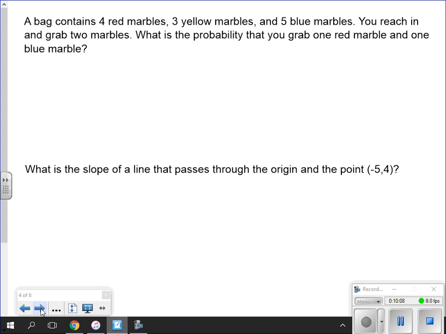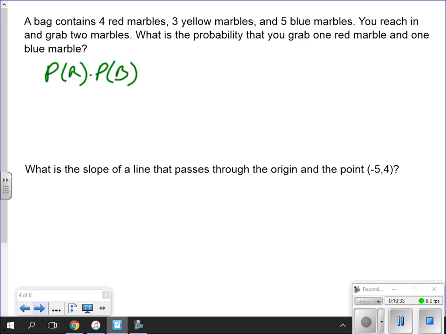Okay, this is a little more difficult. A bag contains 4 red marbles, 3 yellow marbles, 5 blue marbles. You reach in and grab 2 marbles. What is the probability you grab 1 red marble and 1 blue marble? So here's how you do this. It's the probability that you grab a red one times the probability you grab a blue one.